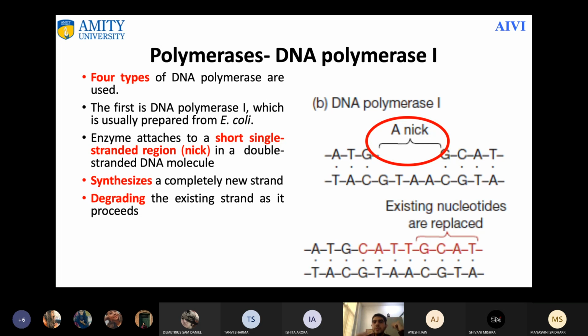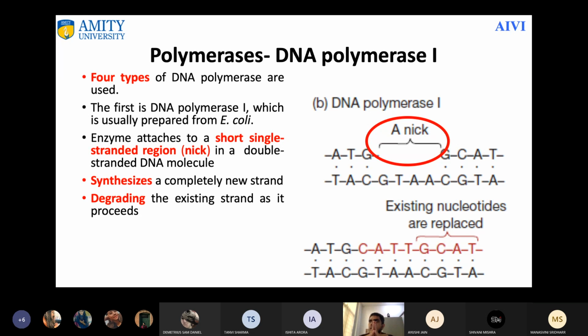And don't get confused with the thing we talked about when someone asked what the difference is between a nick and a gap. The difference is the same as I mentioned, but sometimes we use the term nick in place of gap. Definition-wise, a nick simply means a break in the phosphodiester bond. A gap means you have missing groups. So you may say both nick and gap are the same thing, but if anyone asks you the difference, this is the basic difference.